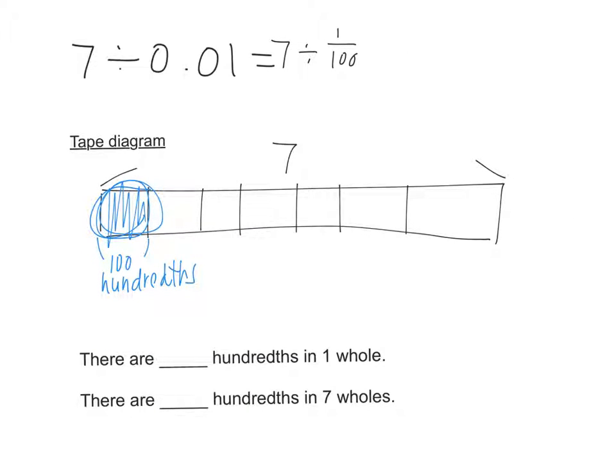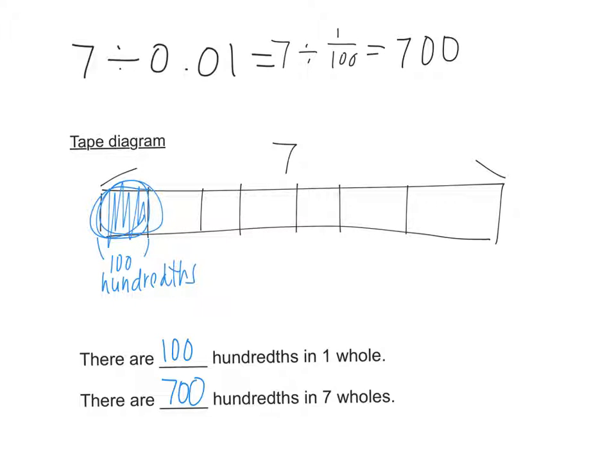So how many hundredths are there in one whole? 100. So then how many hundredths are there in 7 wholes? 700. So the answer to our division problem, 7 divided by 1/100th, is 700.